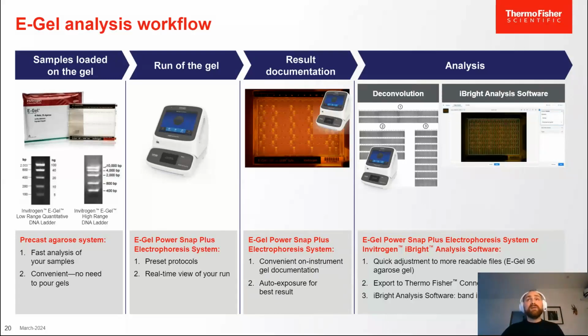So this is the eGel PowerSnap Plus. You instantly get your results, and without the need of exporting it specifically and using USB keys and everything related to the usually very convoluted infrastructure of many scientific institutions, you can export it very quickly to Thermo Fisher Connect, because this instrument can connect to the cloud. And in Thermo Fisher Connect, you can use additional analysis tools via iBright analysis software, and even have the intensity of the bands calculated for you. So it's a very intuitive, very streamlined workflow that for high throughput applications makes your life a lot easier.